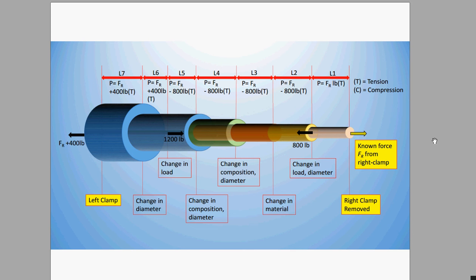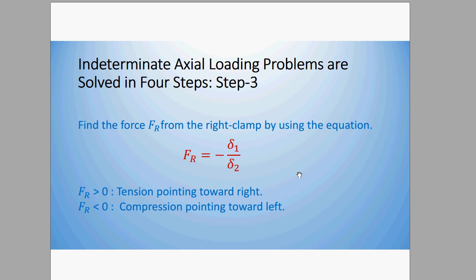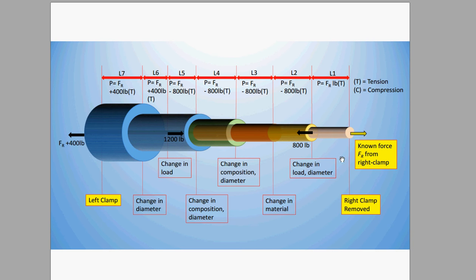Now, remember, in reality, both of the ends are clamped. That means this shaft can't actually elongate because it's clamped on both ends. So that's the end result that you're trying to find, is what are the forces associated with these clamped ends. And now that you've gone through this process, you've found the right clamp force, and you can finally, using the summation of forces, find the force associated with the left clamp. And that's effectively all there is to the problem.